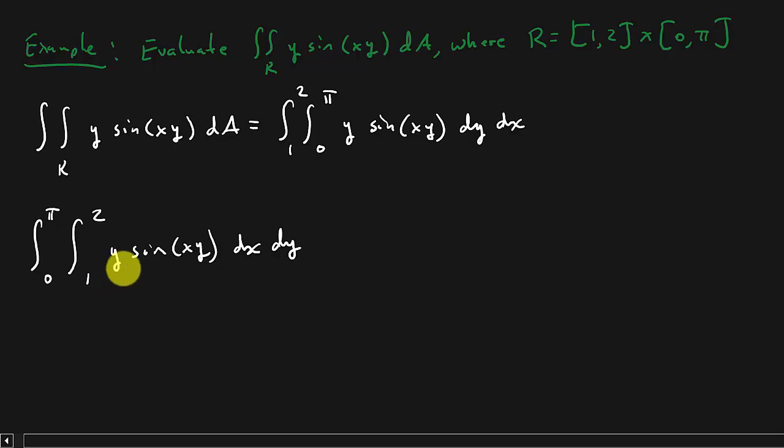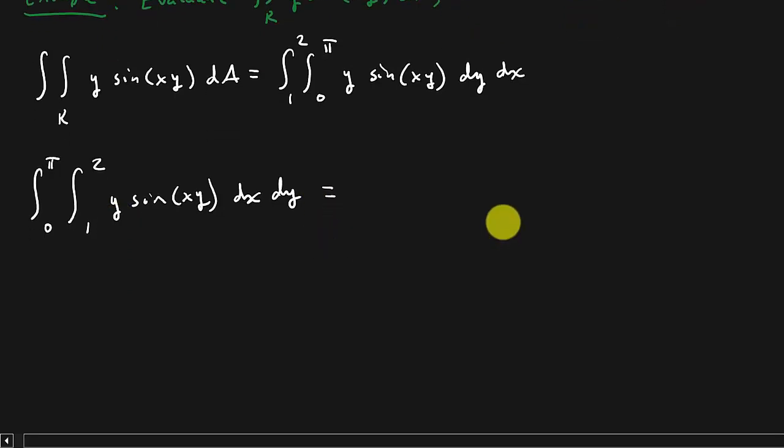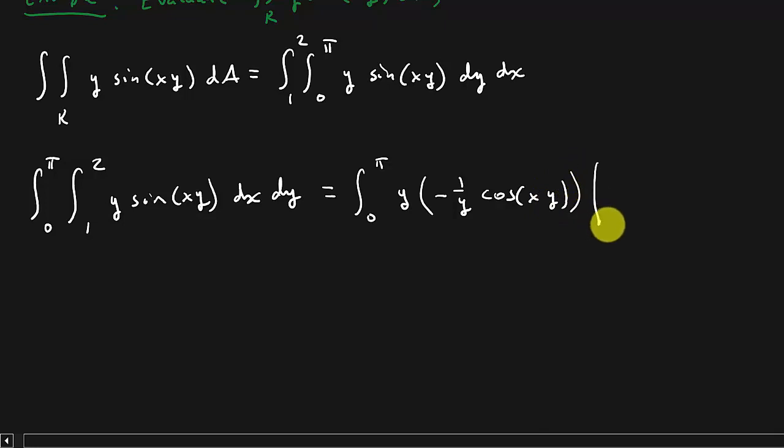All right, so we can do that because y is like a number for us, isn't it? So just think about this. Remember, we're treating y like a number. So that's 0 to pi, and that's going to be what? Y times, now I need to integrate this. That's just going to be negative 1 over y cosine xy, and that is from x equal 1 to x equal 2 dy.